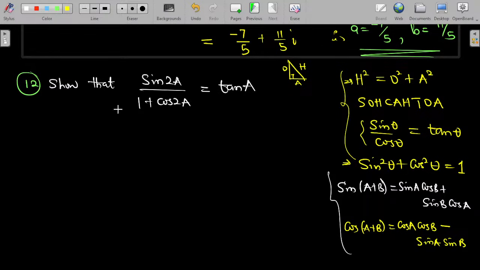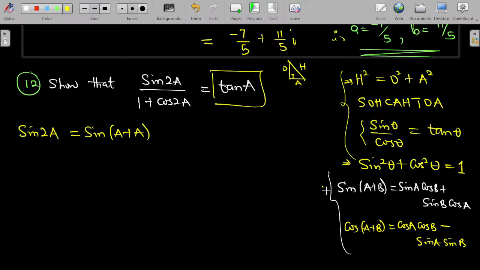So let's go. So from here you can clearly see that my sine 2a, remember, in showing that something is equal to another, you can keep this one. So you just pick this and show that it is equal to this. And that's what we want to do. So my sine 2a is the same thing as sine of a plus a. So immediately you can see that it will work with these compound angles here.